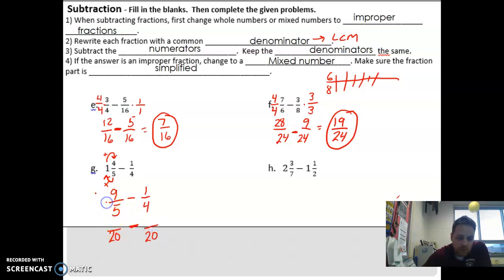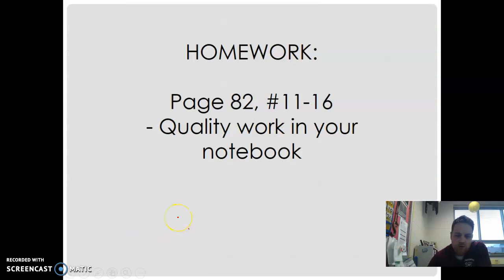5 times 4 is 20, so 9 times 4 is 36. 4 times 5 is 20, so I'm going to do 5/5. This would be 5. Remember, I'm subtracting, and I'm going to get 31/20.